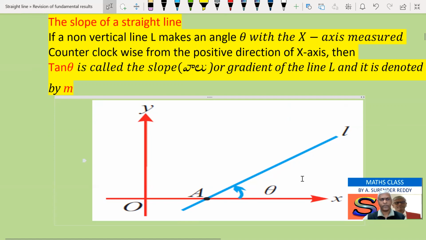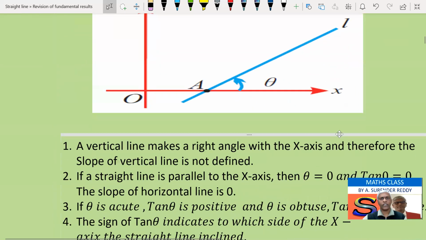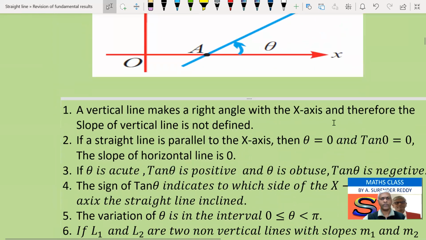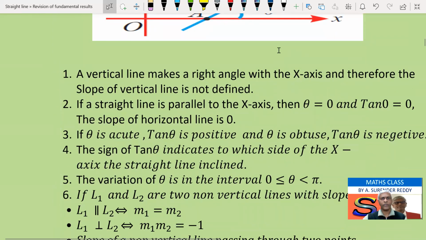So the slope is defined as tan theta, where theta is the angle made by the line with the positive x-axis in the positive direction, in the counterclockwise direction. So this is the definition of slope. Slope m is equal to tan theta, where theta is the angle made by the line with the x-axis in the positive direction.